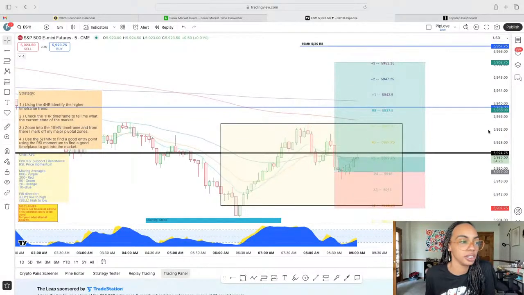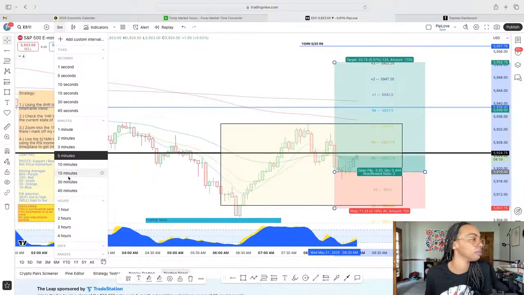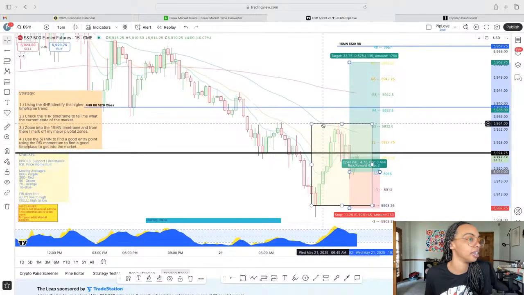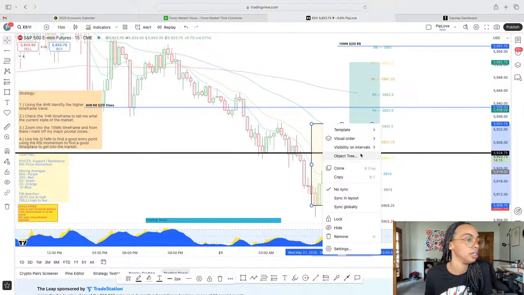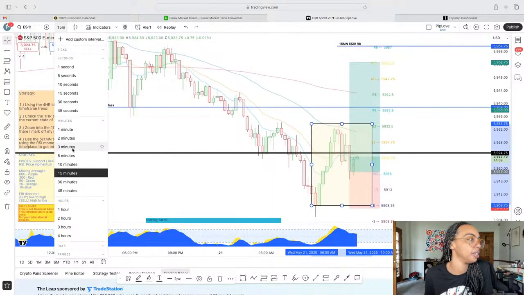Can you guys see this clearly? Let me just, hold on. I know I have a lot of colors on my chart, y'all. Alrighty, so let's go to the 5-minute.